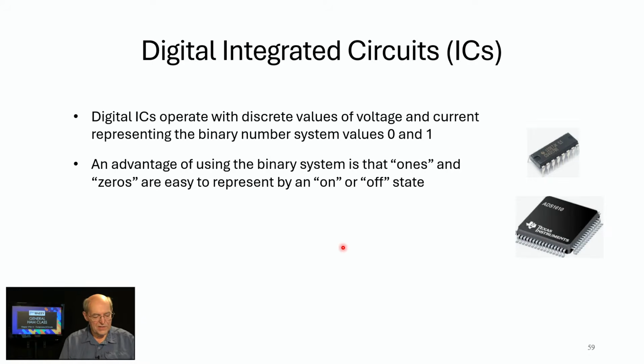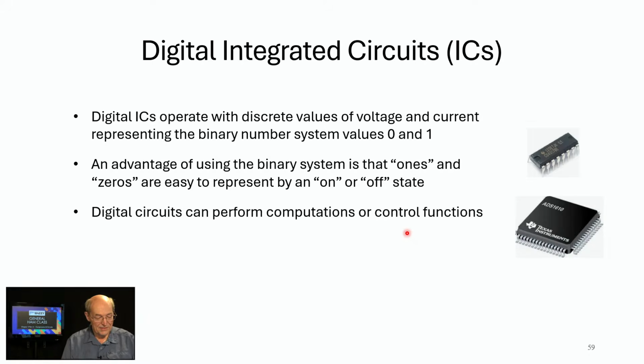An advantage of using the binary system is that ones and zeros are easy to represent by on and off states. It's called Boolean algebra. That actually was invented way back in the 1800s before we had any idea that any of this might be possible. Digital circuits can perform computations or control functions.